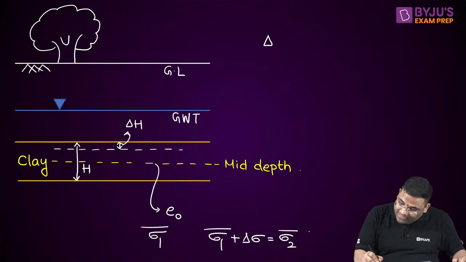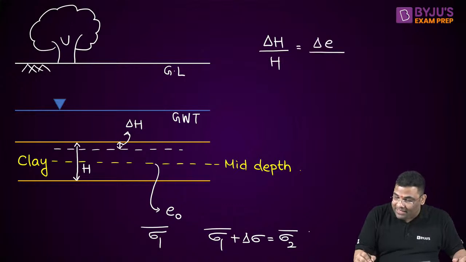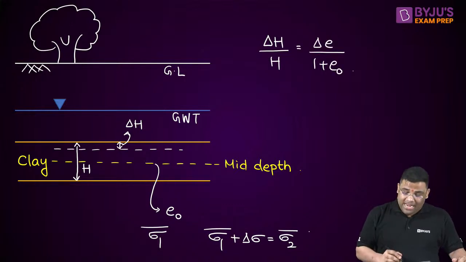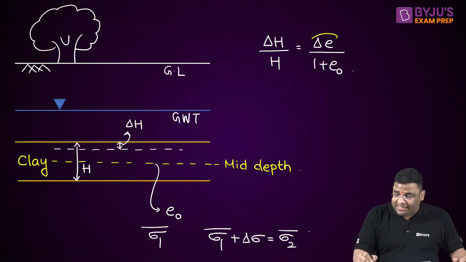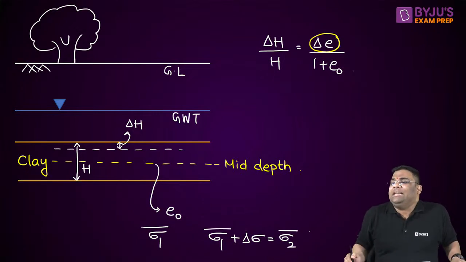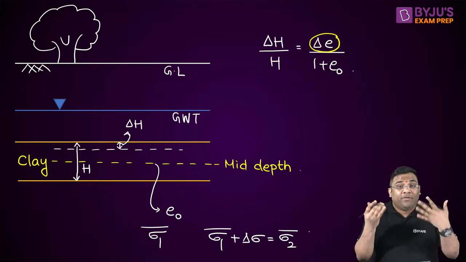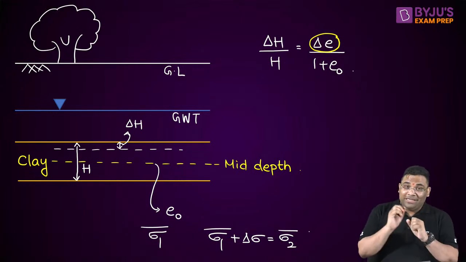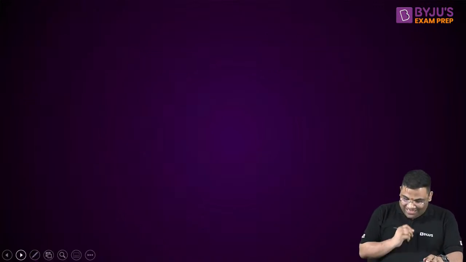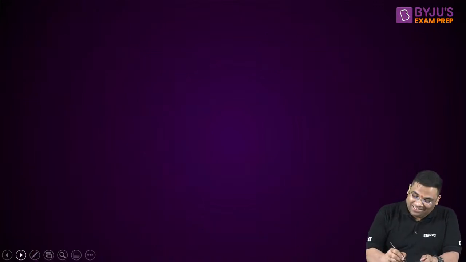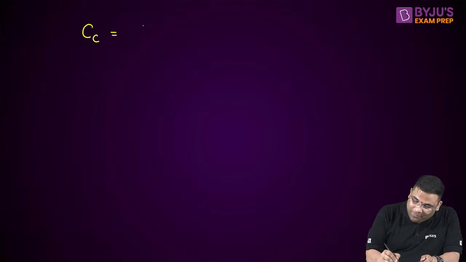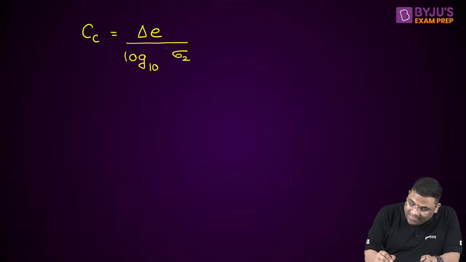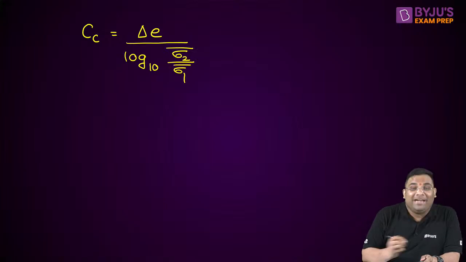Now this equation is valid: delta H by H is equal to delta e by 1 plus e naught. But I cannot find out this delta e. Why can I not find out delta e? Because we don't know the final void ratio. So here I will do some tricks. We know the compression index. What was the compression index? Cc is equal to delta e by log 10 sigma 2 dash by sigma 1 dash.